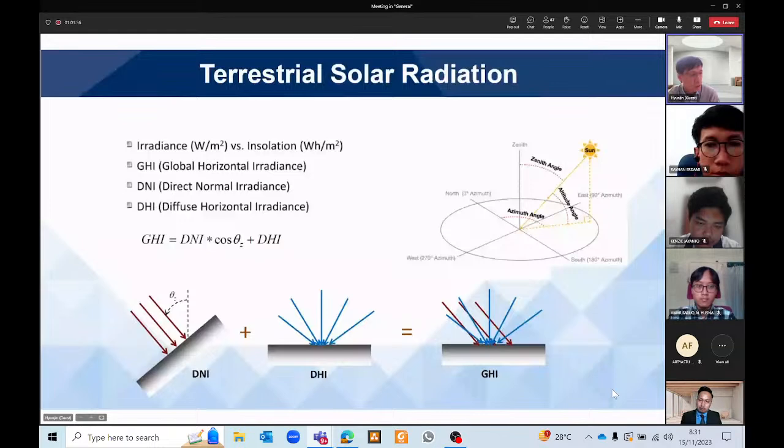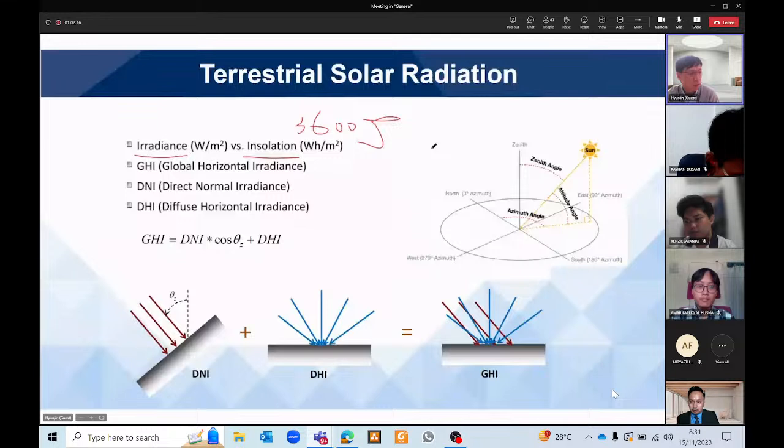I prefer using irradiance, it's watt per meter square. However, insulation is watt hour per meter square. A watt hour is 3600 joules, so it's a unit of energy, while watt is a unit of power. So in irradiance, you can multiply time, then it becomes insulation. If you remember these words, you can catch this slide.